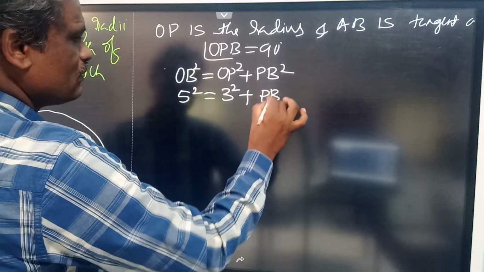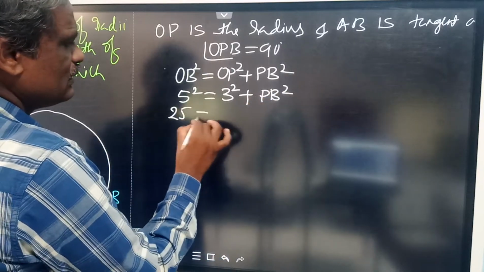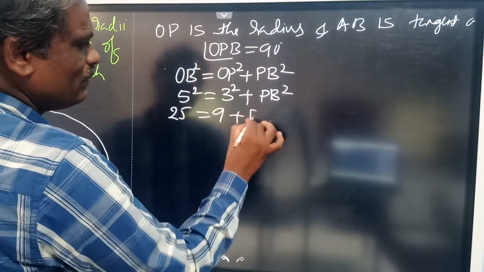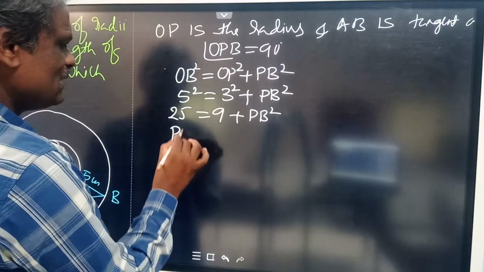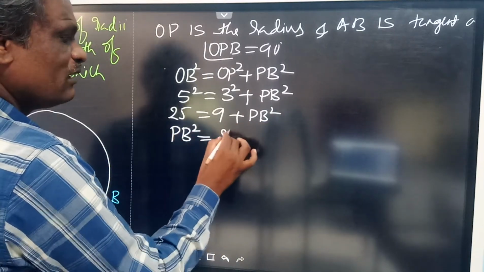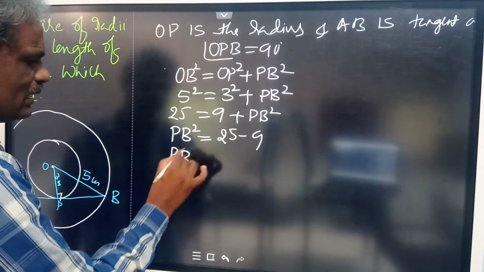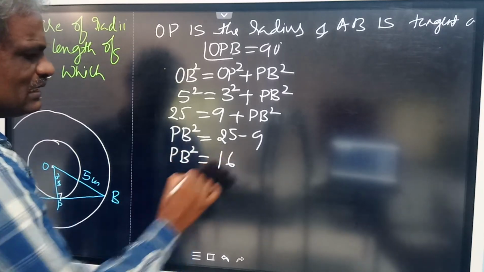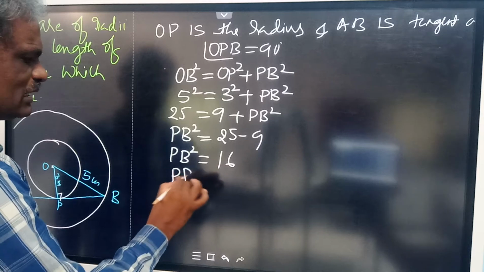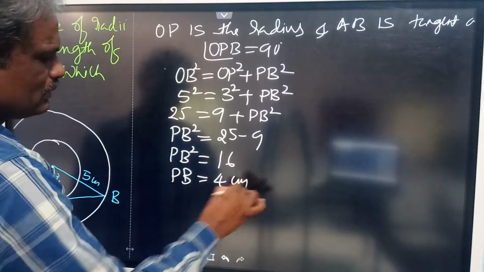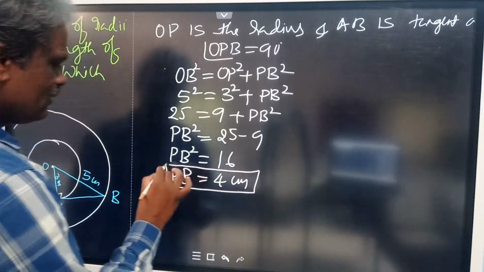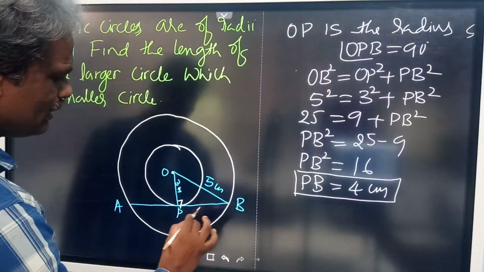Then PB square. So 25 is equal to 9 plus PB square. Or PB square is equal to 25 minus 9. Transfer 9 to the left side. So PB square is equal to 16. So PB must be 4 centimeter. So you got the length of PB. Look at the diagram, this is 4 centimeter.